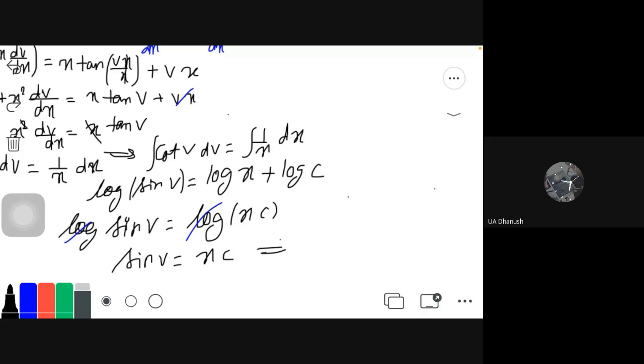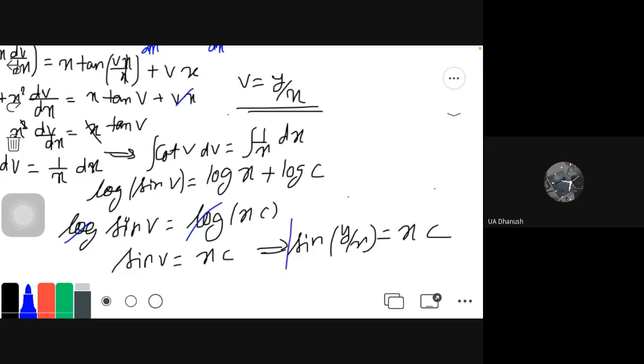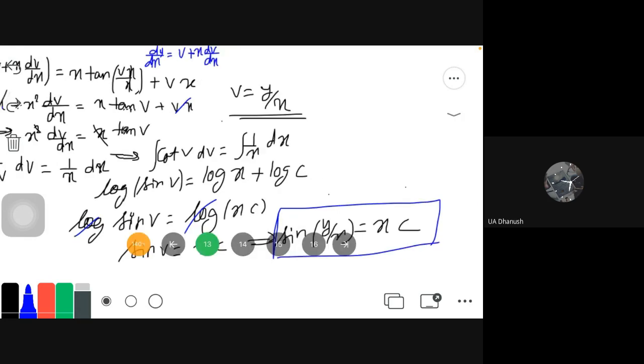Now we will resubstitute the value of v. v will be y upon x. So I'll get sine of y by x is equal to xc. So this is the required solution to the given differential equation.